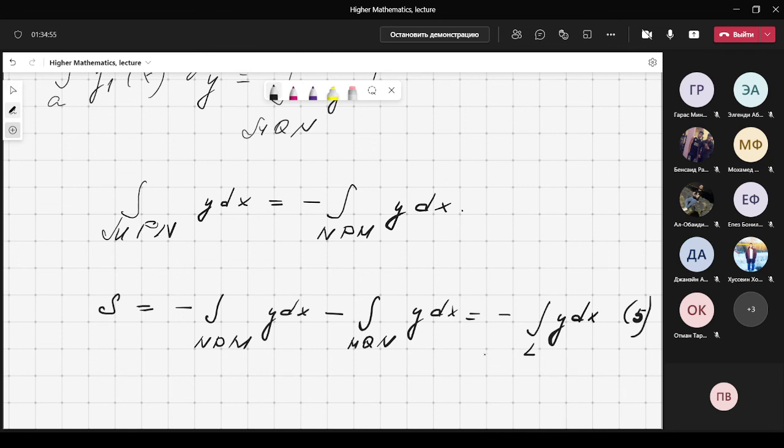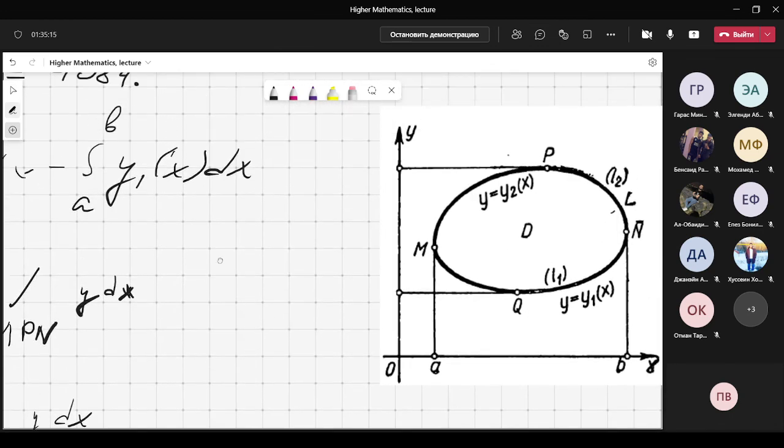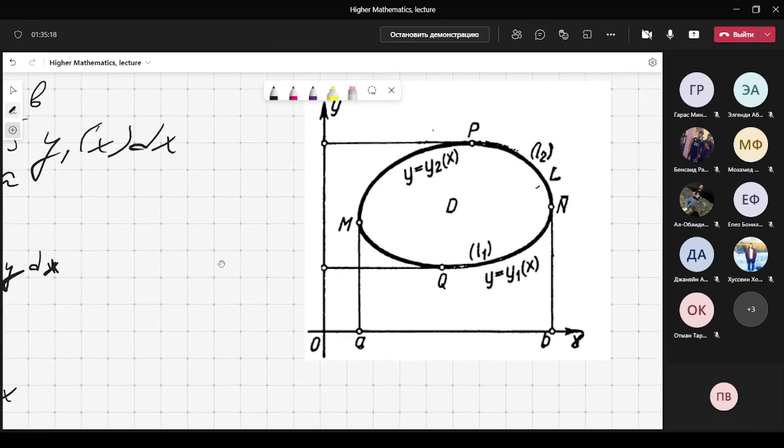Where the curve L is traced in a counterclockwise direction. If part of the boundary L is the segment M first M parallel to the y-axis, then the integral from M first to M of y dx will be equal to 0, and equation 5 holds true in this case as well.